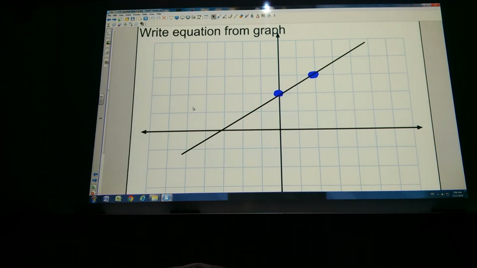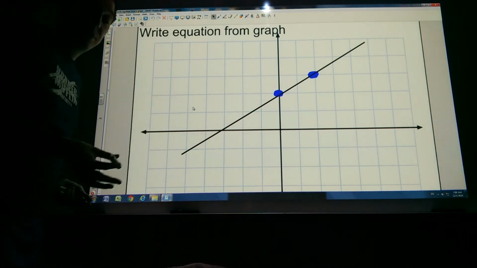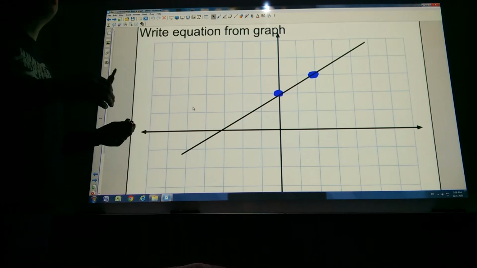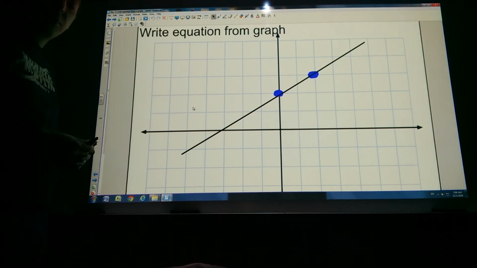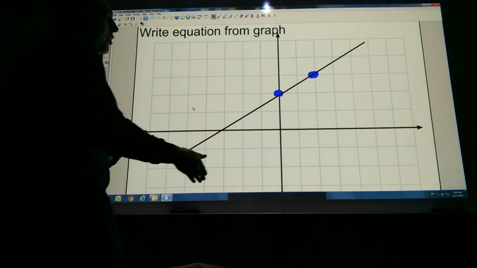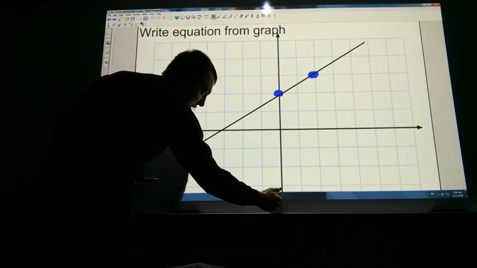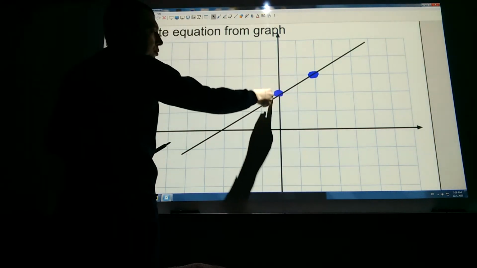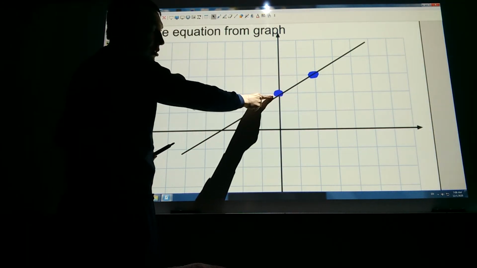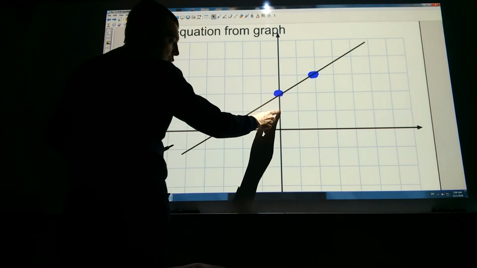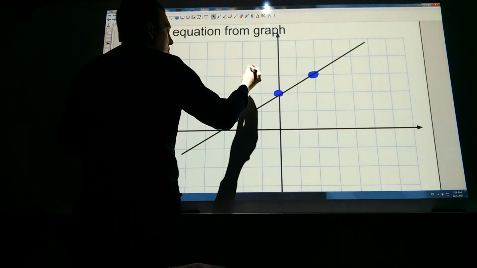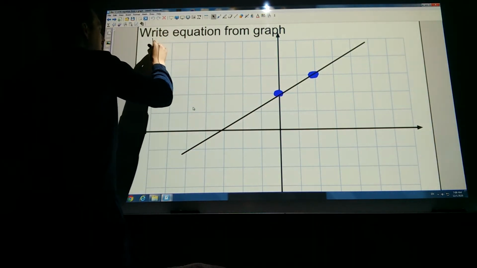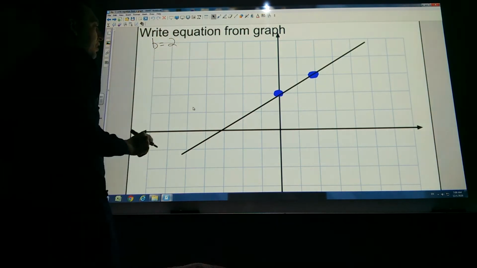Write an equation from the graph. Again, it's a line, so I need two bits of information. I need the starting point, the y-intercept, and I need the slope. The y-intercept is where it crosses the y-axis. So the starting point is, boom, right here. So where is that? At +1, +2. So the y-intercept is 2. We'll use that in a second.